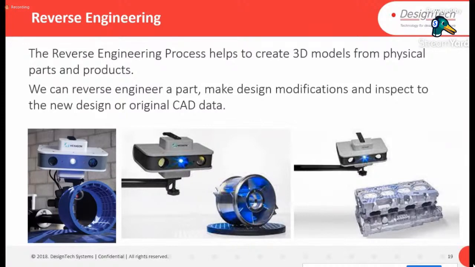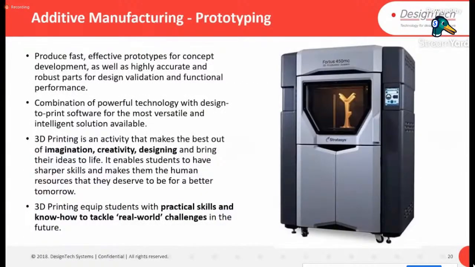What happens with the scanner which you're seeing over here is that the scanner takes the image of the component which is kept in front, gives you cloud point data, which is converted into 3D models. And from those 3D models, you can actually get a lot of design concepts coming into the picture. Now, looking at the fourth stage, which was the prototyping stage, additive manufacturing is extensively being used in the industry today for prototyping.